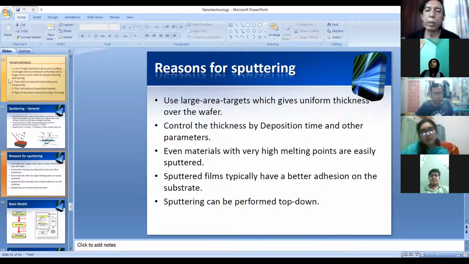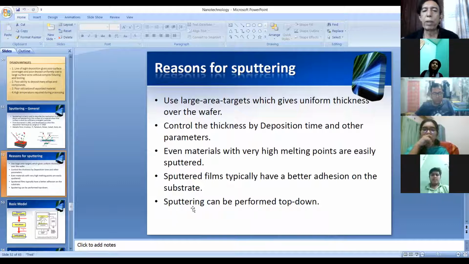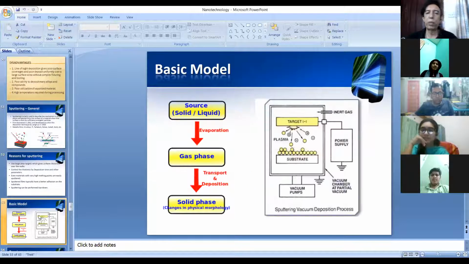Sputtered films typically have better adhesion on the substrate. The atoms will have better adhesion if you sputter a substance. A sputtered film can be formed by the top-down method. So what is the basic model of sputtering?